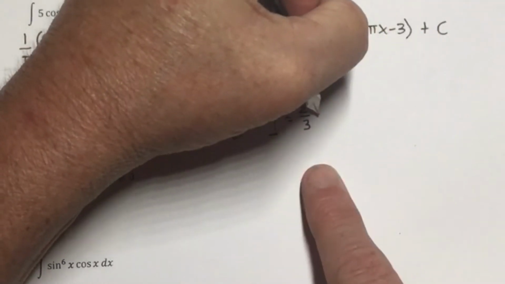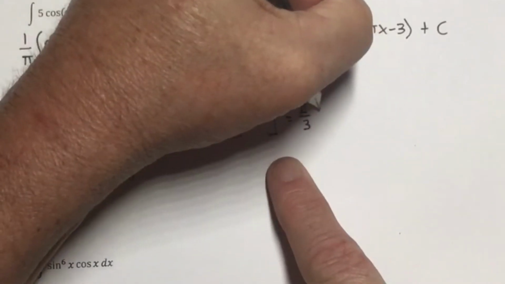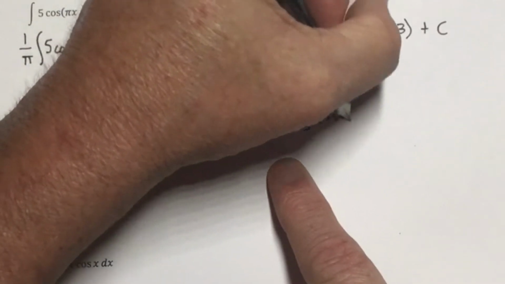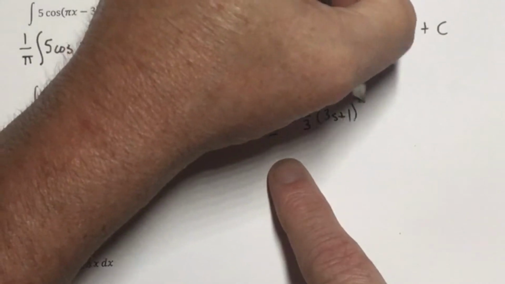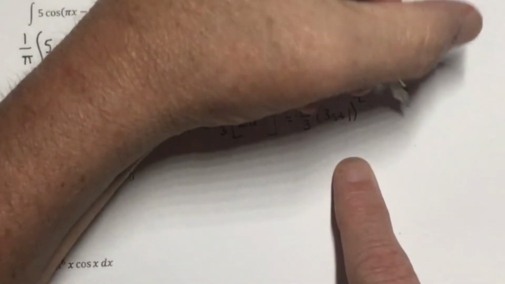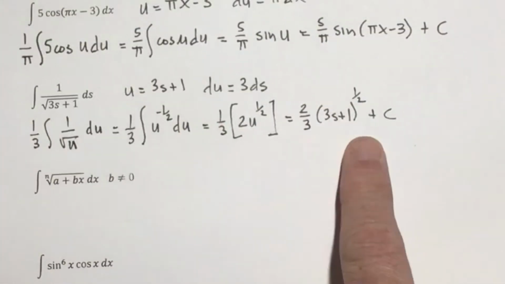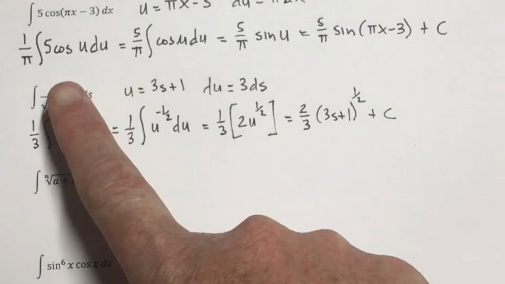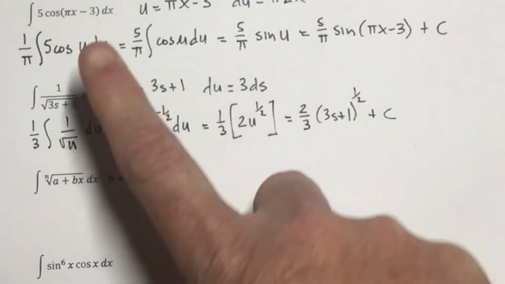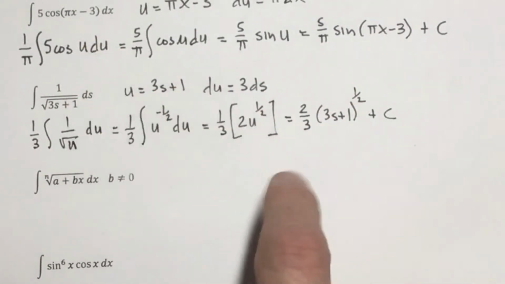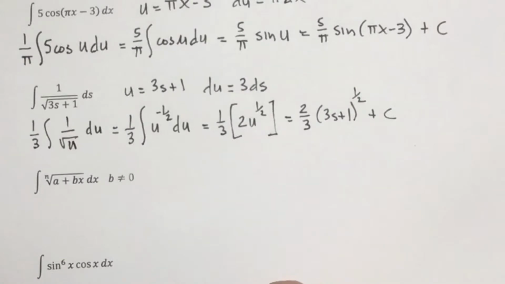my u back in there, so that's going to be 3s plus 1 to the 1/2. You could write the square root of 3s plus 1. And again, this is an indefinite integral, so plus c. So there is the derivative of that. There, derivative of that. Excellent.